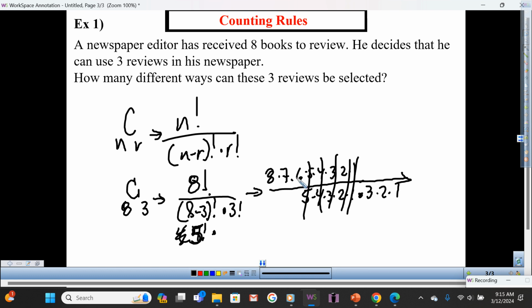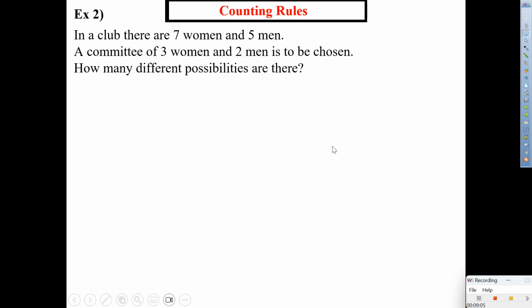Did I check out the 6 on the notes? Yes? So 3 times 2 times 1 is 6, and 6, that leaves us 56. Is that correct? All right. So far, so good? Yes? And you have these notes. Okay. Let's go to the next one.